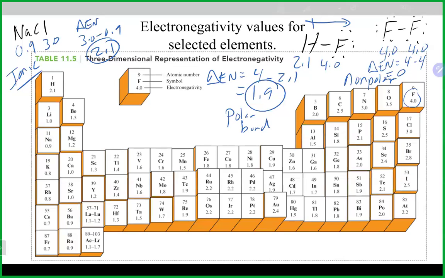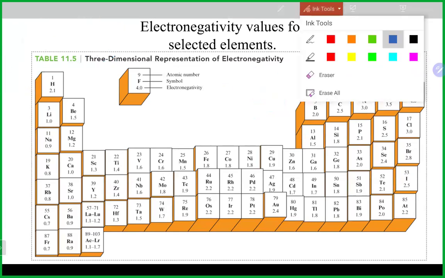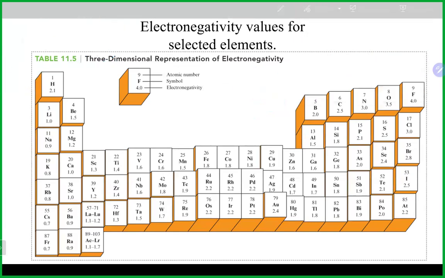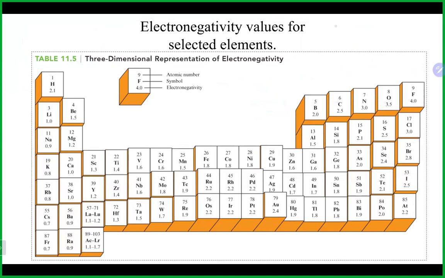All right, why don't you try some here? For each of these bonds, is it ionic, polar, or nonpolar? Let's do the bond between carbon and oxygen, the bond between sulfur and oxygen, and the bond between carbon and hydrogen. Let's do potassium chloride. And let's do the bond between nitrogen and chlorine. Calculate the difference in electronegativity for each of these and determine whether it is polar, nonpolar, or ionic.